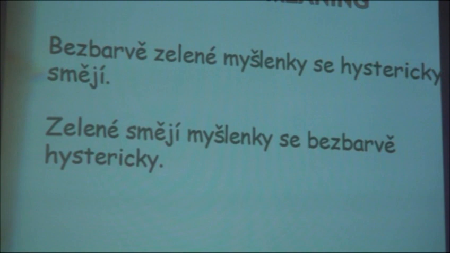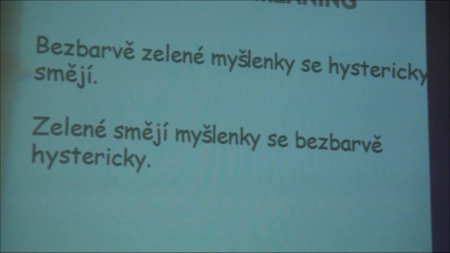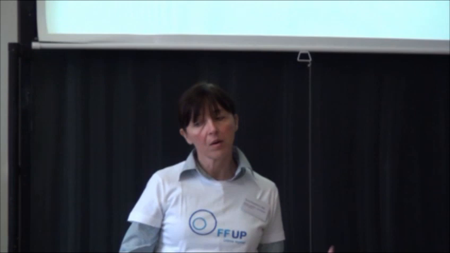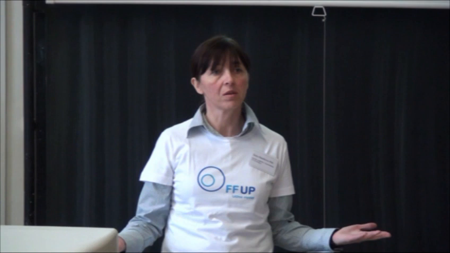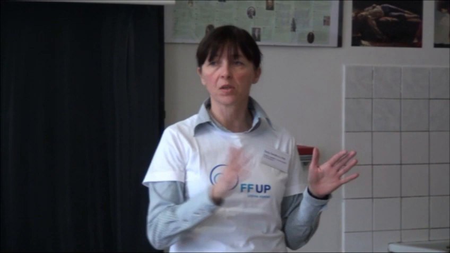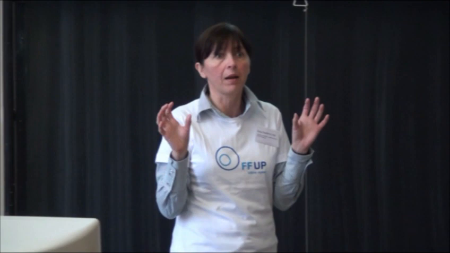Look at these two chains of words. Bez bavy je zelené myšlenky se hystericky smějí. Meaning? Nah. Excuse me? Zelené smějí myšlenky se bez bavy je hystericky. Meaning? No. Now, one of them is grammatical, the other not. You can appreciate that, right? Your Czech grammar tells you that the first is a sentence which has no meaning, and the second one is not a sentence, it's just a chain of words. Anybody thinks that the second one is a sentence? No. And that is because your brain can compute the invisible structure in that sentence. It can see it not as one word after another, but it can organize it hierarchically into such structure.